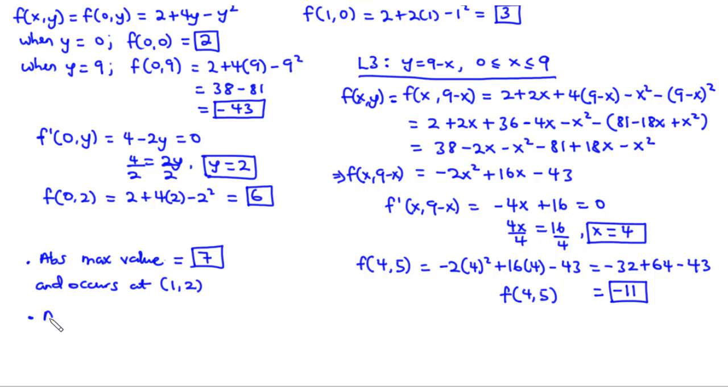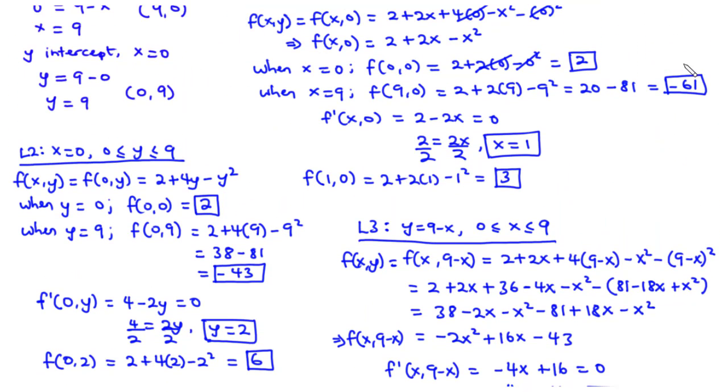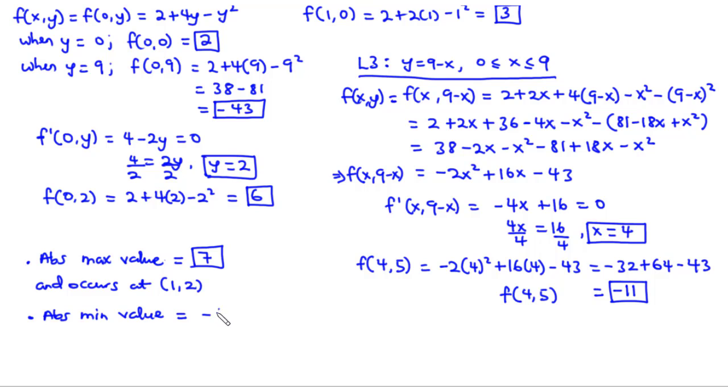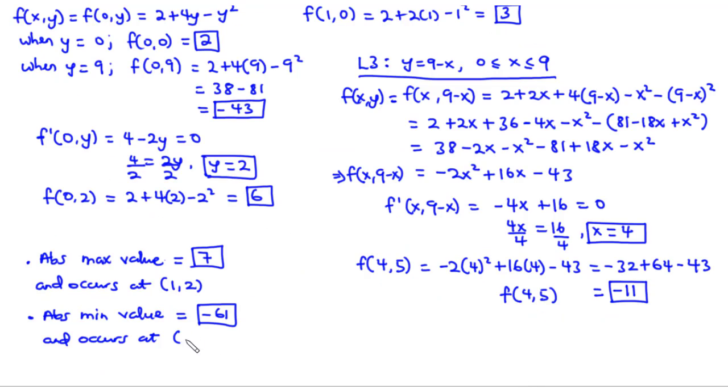Next, let's move on to find the least value. That is the absolute minimum value. So for the least value, we have negative 11 here, we have negative 43 here, and I think we had negative 61. So this happens to be the least value. So that is negative 61. And it occurs at which point? It occurs at the point (9, 0).